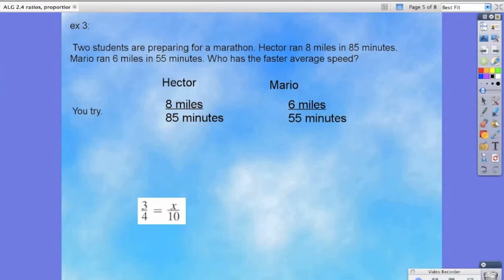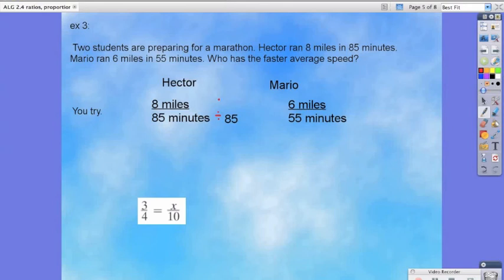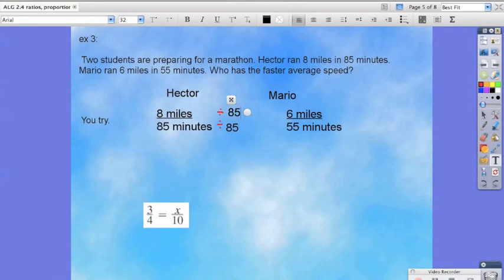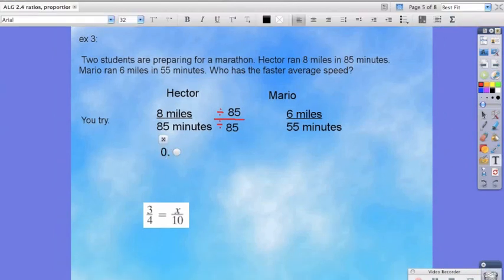Now comparing their average speed is a little bit difficult because the times are different and the miles are different. So what we're going to do is actually convert this into 2 unit rates, which is to have a denominator of 1. So in order for us to make Hector have a denominator of 1, we're going to divide by 85. But remember, whatever we do to the bottom, we do to the top. So we're going to divide by 85 to both the numerator and denominator. This gives us 9/10 of a mile per 1 minute.